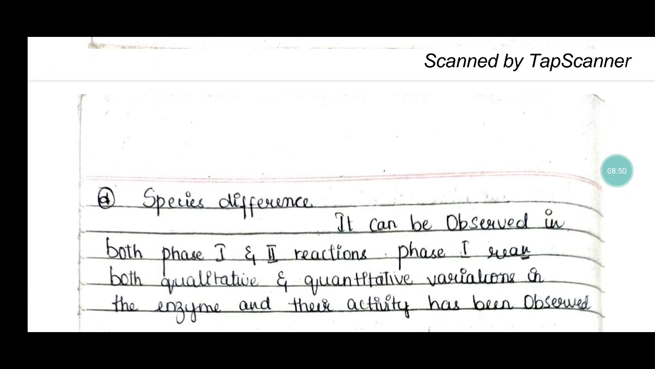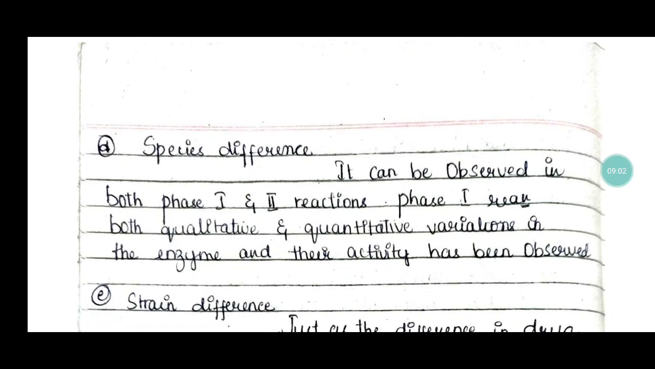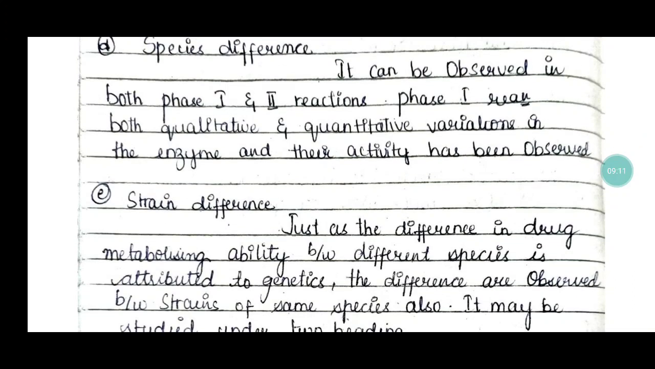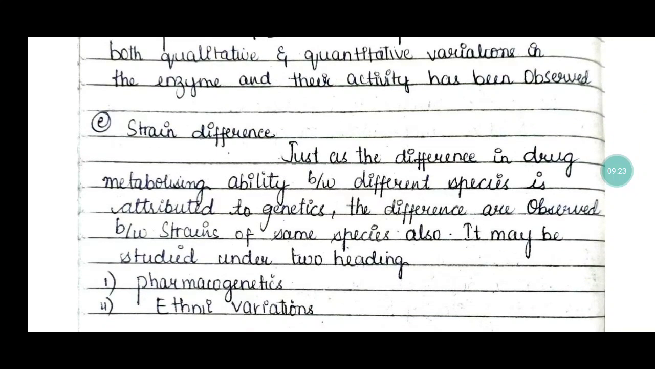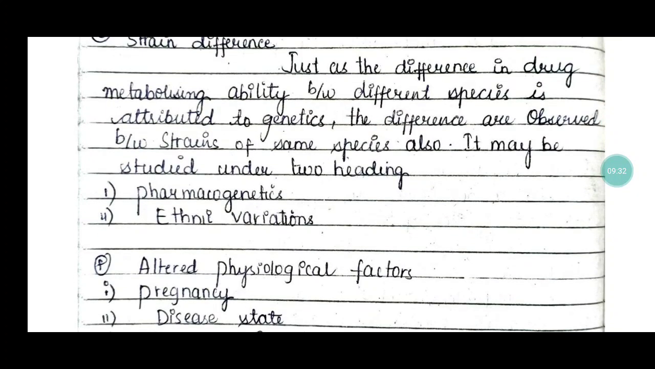In D, species difference, it can be observed in both phase 1 biotransformation and phase 2 biotransformation reactions. In phase 1 biotransformation reactions, both qualitative and quantitative variations in the enzymes and their activity have been observed. So E, strain difference: the difference in the drug metabolizing ability between the different species is attributed to the genetics. The differences are observed between the strains and some species also. It may also be studied under two types, that are pharmacogenetics and ethnic variations.